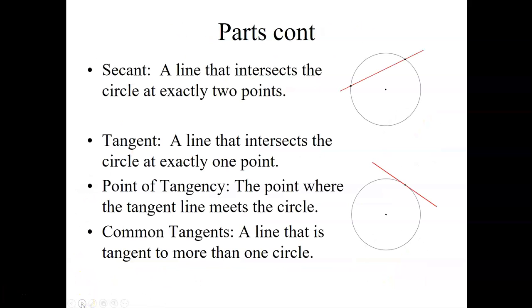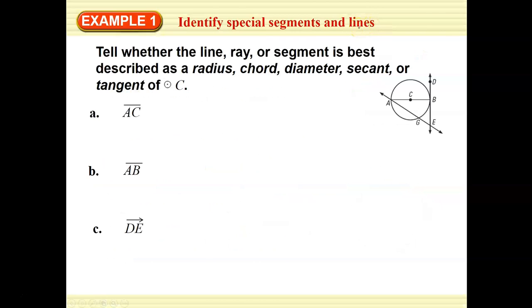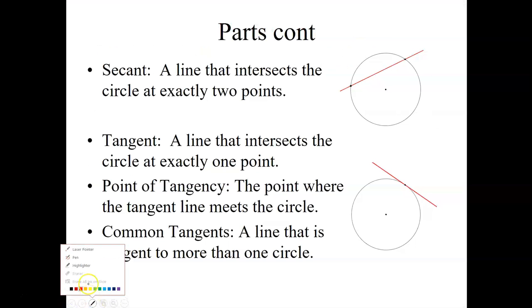All right, so a secant is a line that intersects the circle at exactly 2 points. So for a secant, make sure you use a line with arrows on it. Okay, tangent: a secant intersects at 2 points, a tangent intersects at 1 point, and the point where it intersects is the point of tangency. And then common tangents are lines that are tangent to more than one circle.